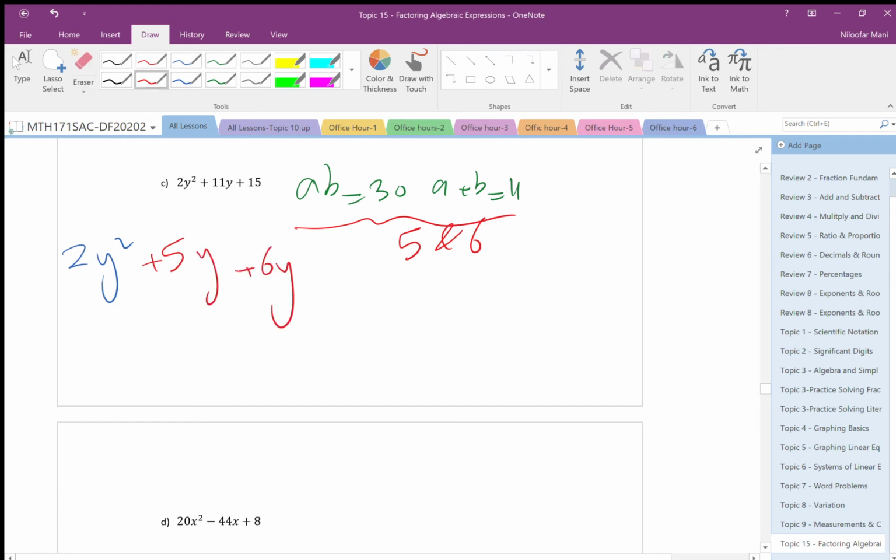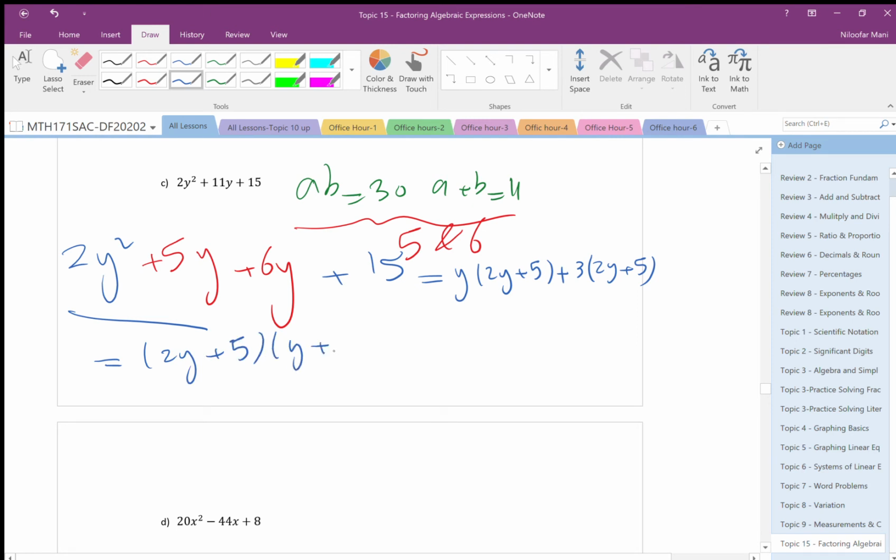If I write x, then it will be very hard. So plus 15 equal. From the first one, I factor y. From the second one, I factor 3. Then it is 2y plus 5 multiple y plus 3. Okay?